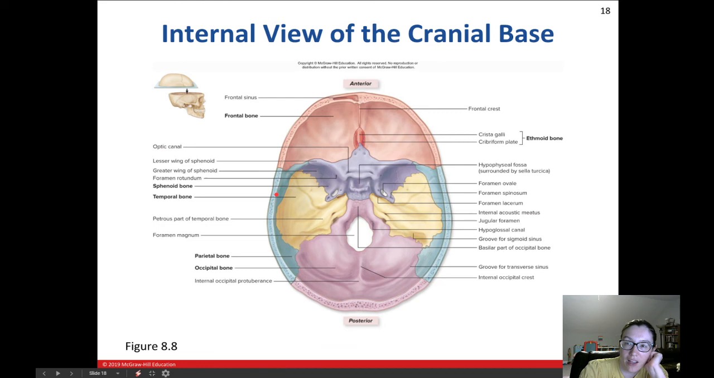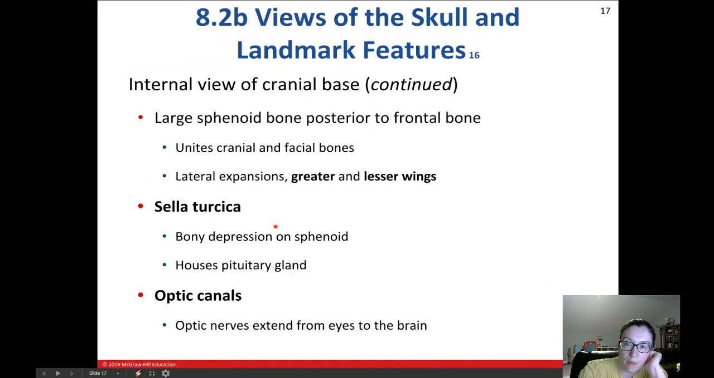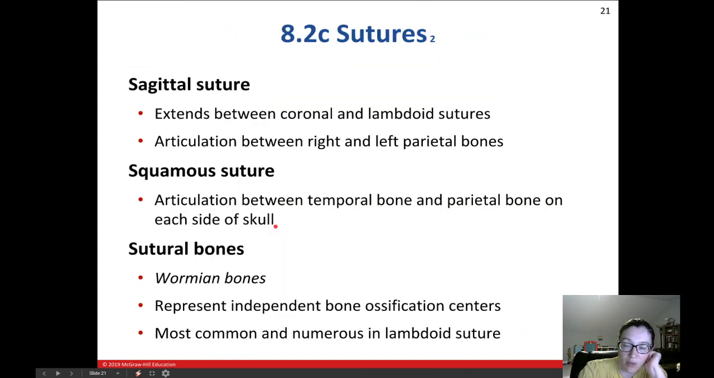And then finally we have, and you can see this from the lateral view, the squamous suture. So the squamous suture is going to be in between the parietal bone and the temporal bones. So this is going to be the last suture to know. So you can see up here is the coronal suture, then we have the squamous suture, and this is the lambdoid suture with one of those sutural bones. So those are the 4 main sutures to know. Make sure you know what they attach and be able to identify them.